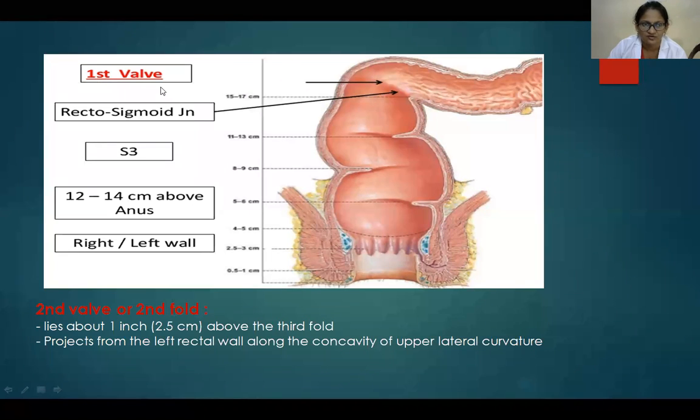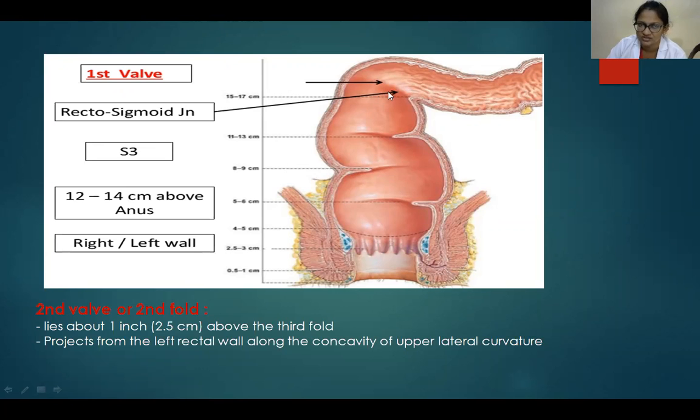First valve, where is it present? It is present at the rectosigmoid junction. This is the sigmoid colon, this is the rectum, and this is the junction between the sigmoid and rectum. Here you see the first valve, at the rectosigmoid junction at the S3 level, the third sacral level. It lies nearly 12 to 14 centimeters above the anus.